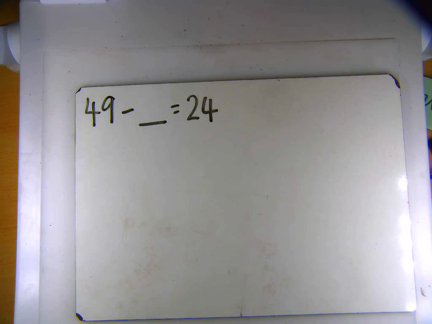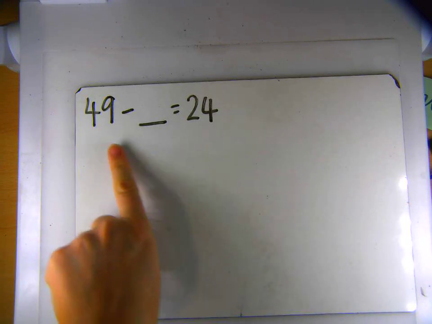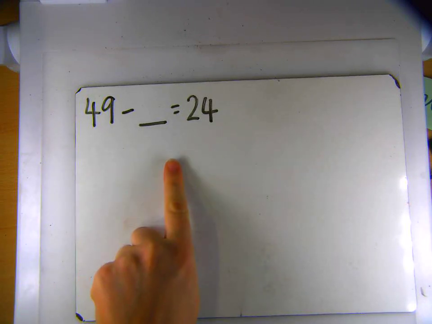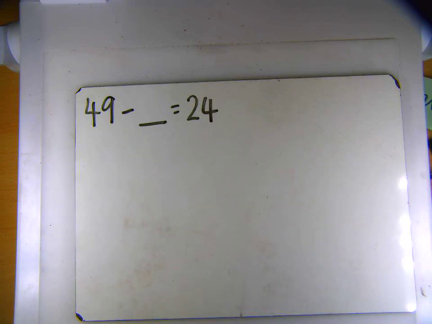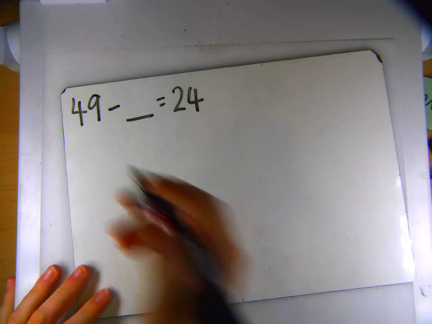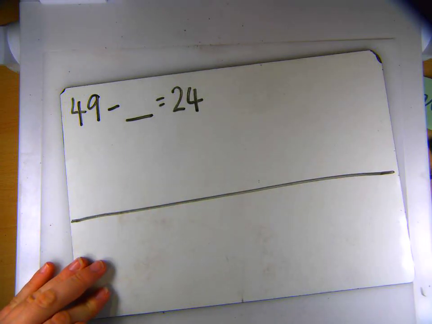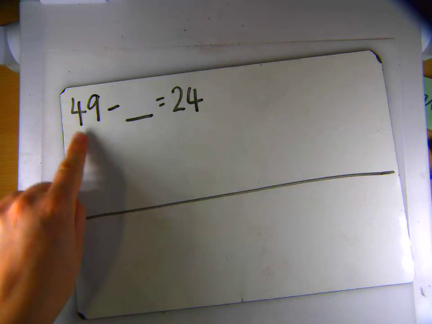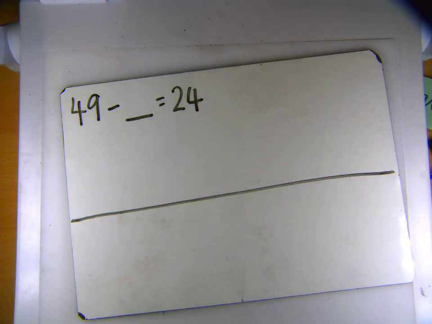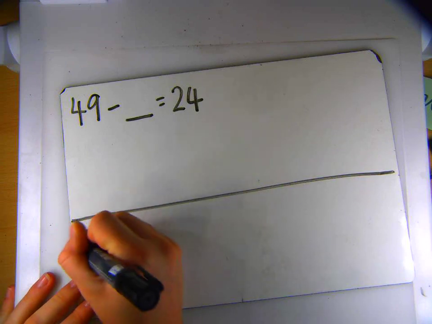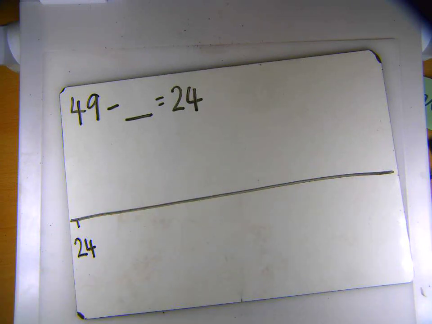So looking at bigger numbers, if we're going to be using objects to solve calculations with bigger numbers like these, we're going to need far too many and lose track. So what we're going to do is draw an empty number line here. And we're going to find the difference between 49 and 24. So I'm going to put my 24 at the front of my number line here. And I'm going to count up until I get to 49.